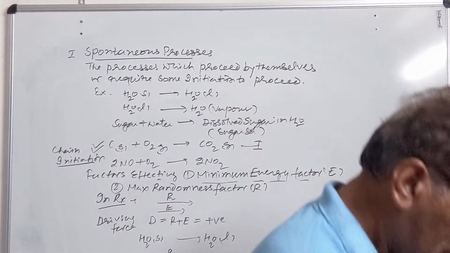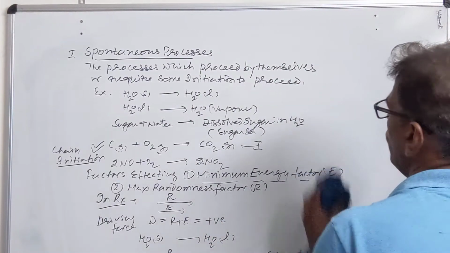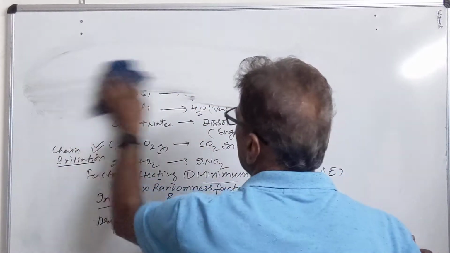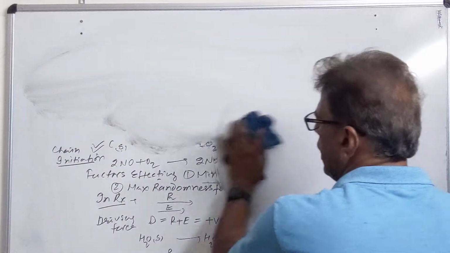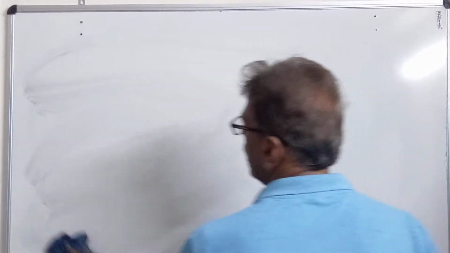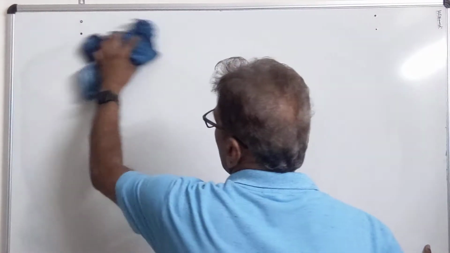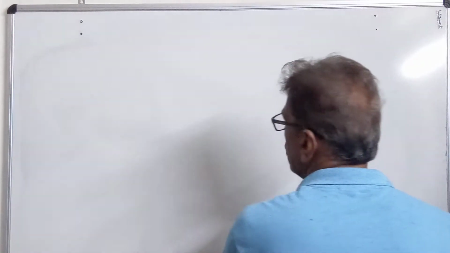Now we come to the other type, the non-spontaneous processes. Now what are non-spontaneous processes? Those processes which neither proceed by themselves nor proceed on initiation. They are called non-spontaneous processes. They do not proceed by themselves, nor do they proceed on initiation.